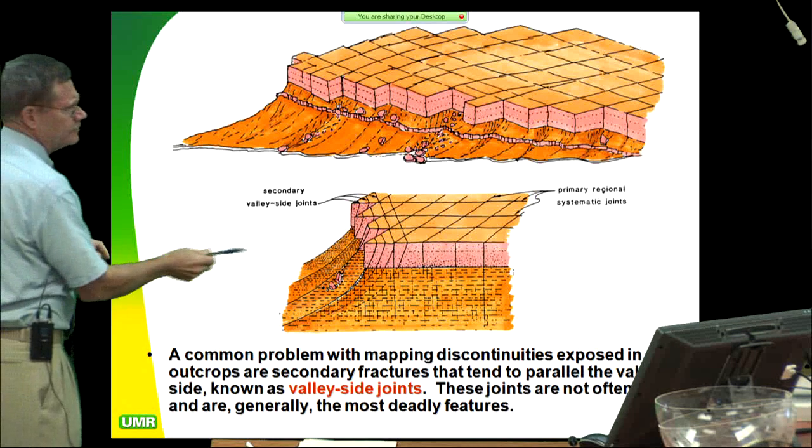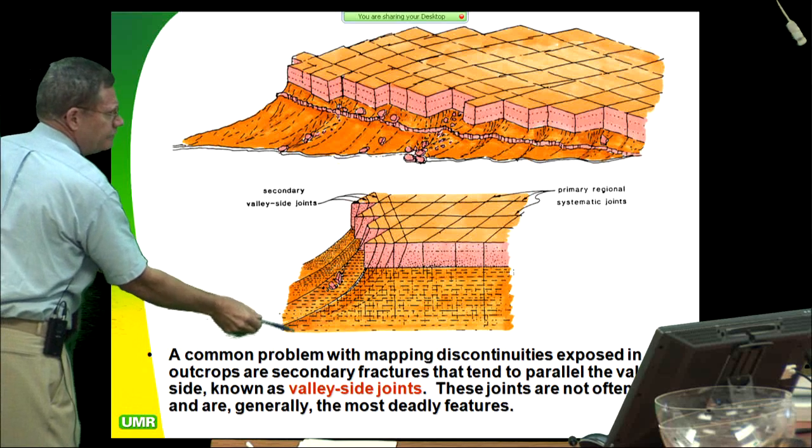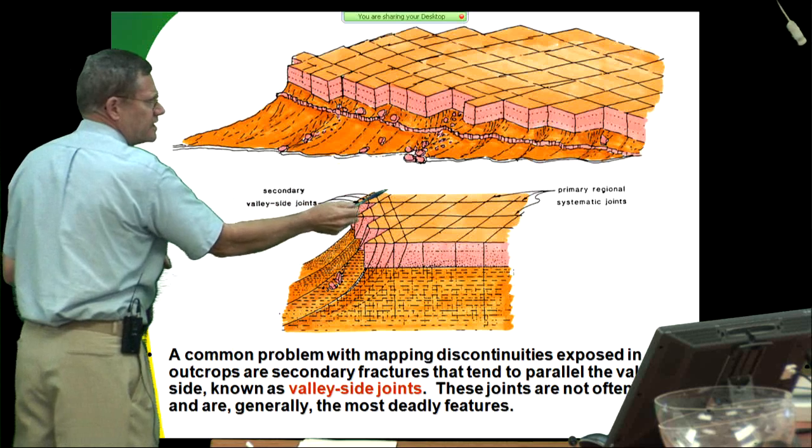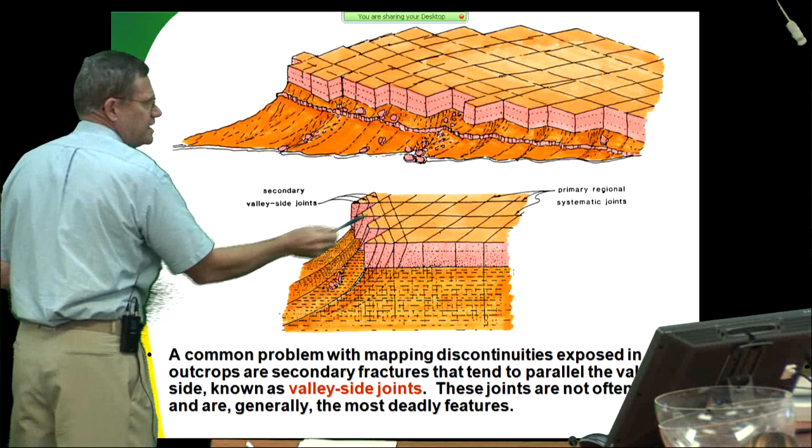Now, here's the problem. Right here, if I'm in a big canyon, and the canyon's got an orientation like this, and my regional systematic joints are coming out in a seesaw fashion.